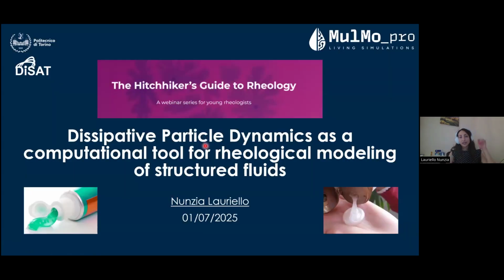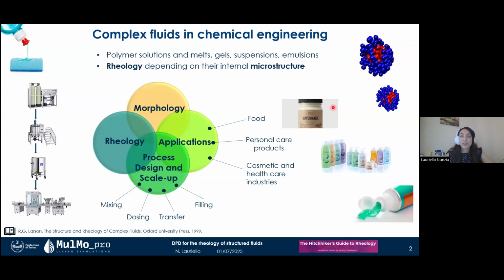Well, let's start with the presentation. Today, I will talk about the use of dissipative particle dynamics as computational tool for rheological modeling of structured fluids. A little bit of applicative context of the research project. Complex fluids and structured fluids are very common in chemical engineering. They include polymer melts and solutions and numerous multi-phase systems such as gels, colloidal suspensions, and emulsions. They share the common feature of being able to form different microstructures that influence macroscopic rheological properties. Rheological properties, in turn, play a crucial role in the definition of their possible applications.